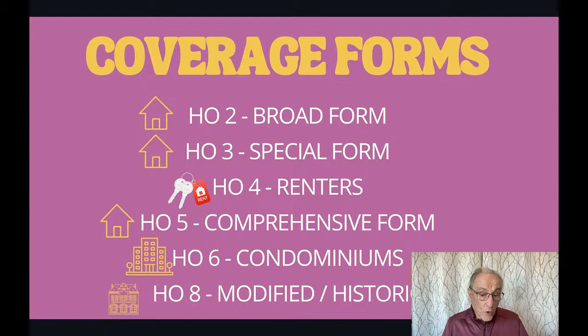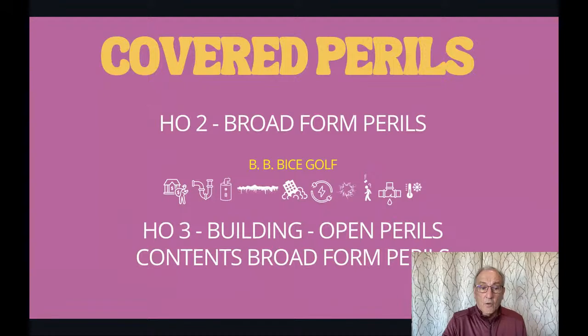And if I have a historical home, I'm going to go to an HO8. But for the normal homeowner, who wants his stuff covered, he's going to choose between a 2, 3, and a 5. That may help you make some sense of 6 different coverages. So let's talk about the 2. Look familiar? It's broad form perils. What's that? BB Bice Golf.